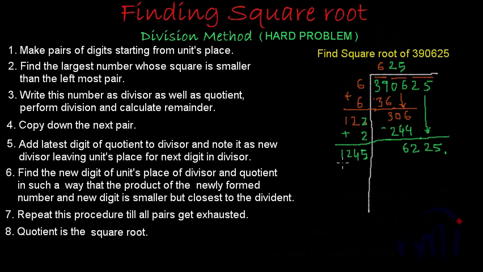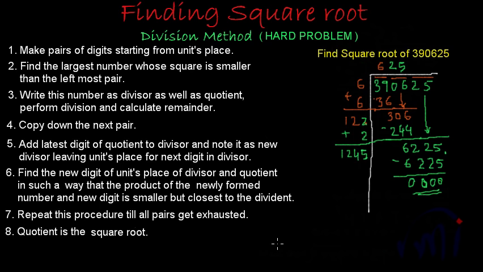So if I multiply 1,245 by 5, let's see what we get. 5 fives are 25, 2 carried forward, 5 fours are 20, 20 plus 2 is 22, 2 carried forward, 5 twos are 10 plus 2 is 12, 1 carried forward, and 5 ones are 5 plus 1, 6. Yes, we got the exact number. So 5 minus 5 is 0, 2 minus 2 is 0, 2 minus 2 is 0, and 6 minus 6 is again 0. So we have got remainder as 0. That means we need not go further. And now we have to check this quotient, and this quotient is the square root.